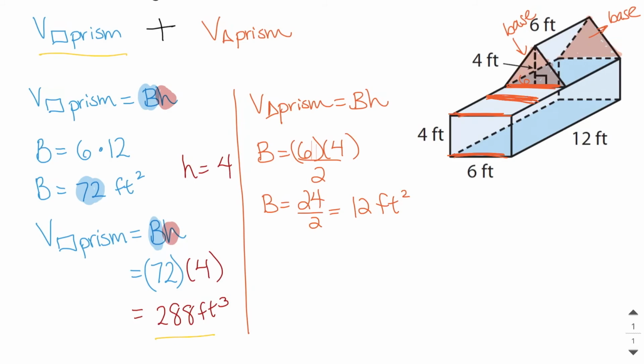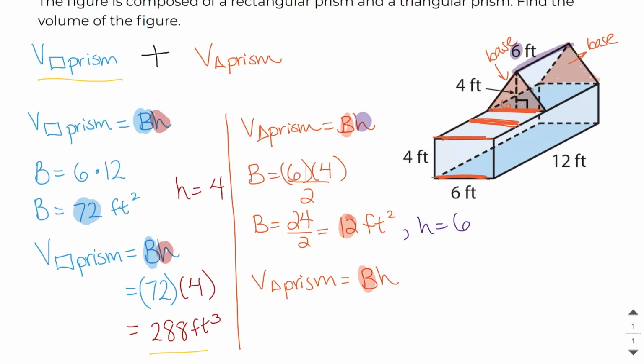So here we know that the base area is equal to 12. Then the height is what connects my two bases to each other, which is this 6 right here. So the height is going to be 6. I'm going to go ahead and write out my formula again, where the base area is equal to 12 and the height is equal to 6. So here I end up getting 72 cubic feet. So now we also know that the volume of the triangular prism is 72.